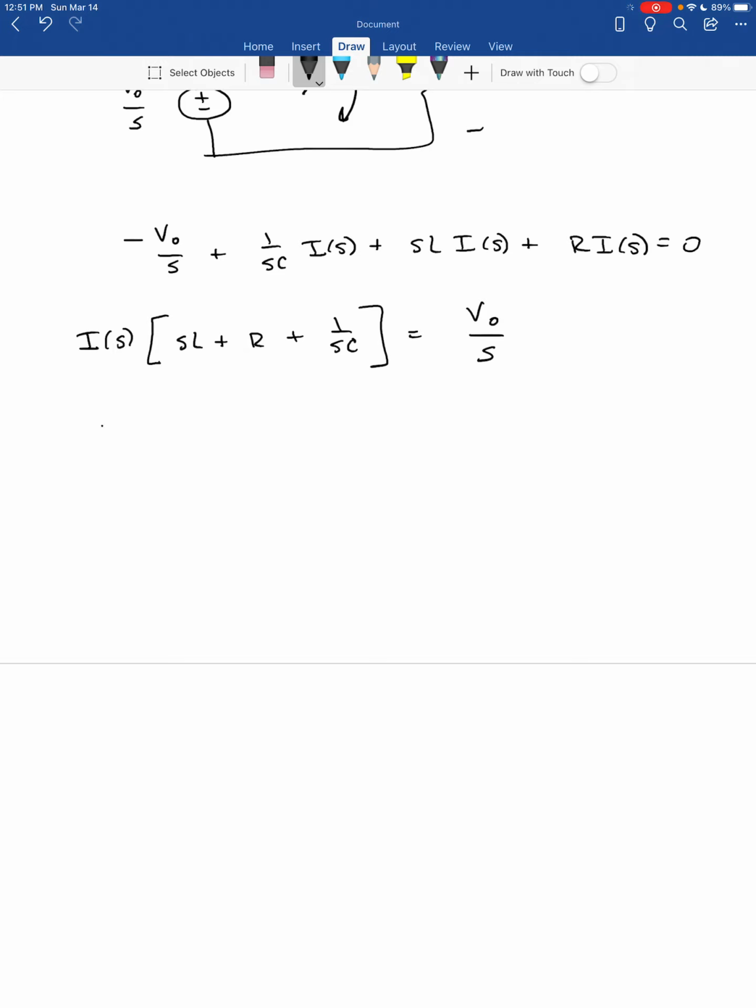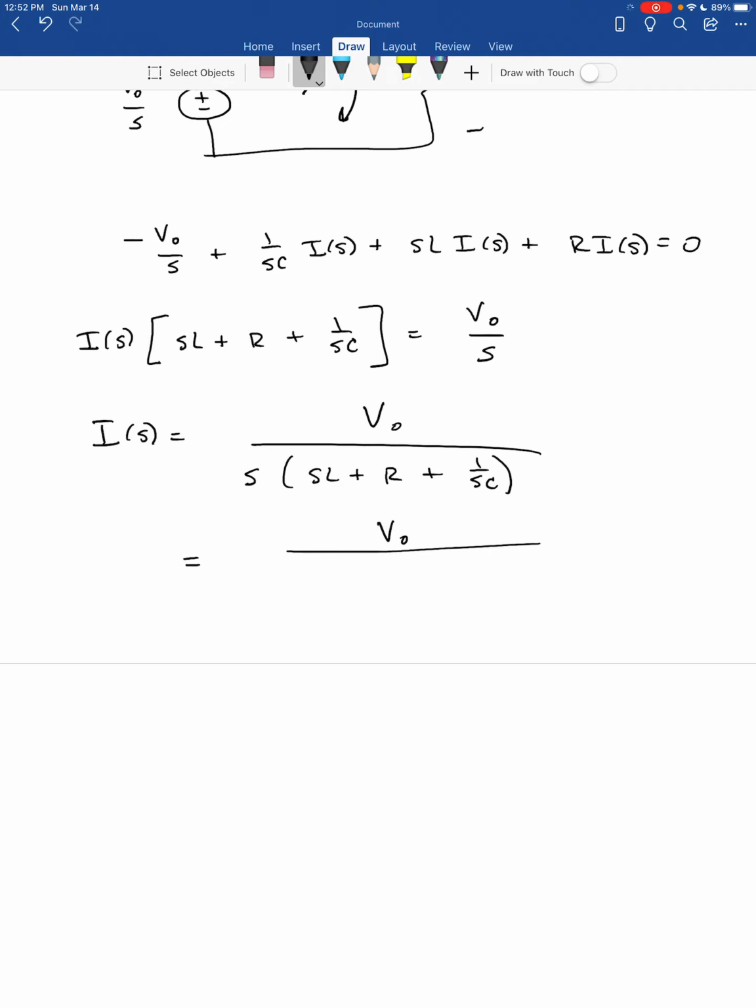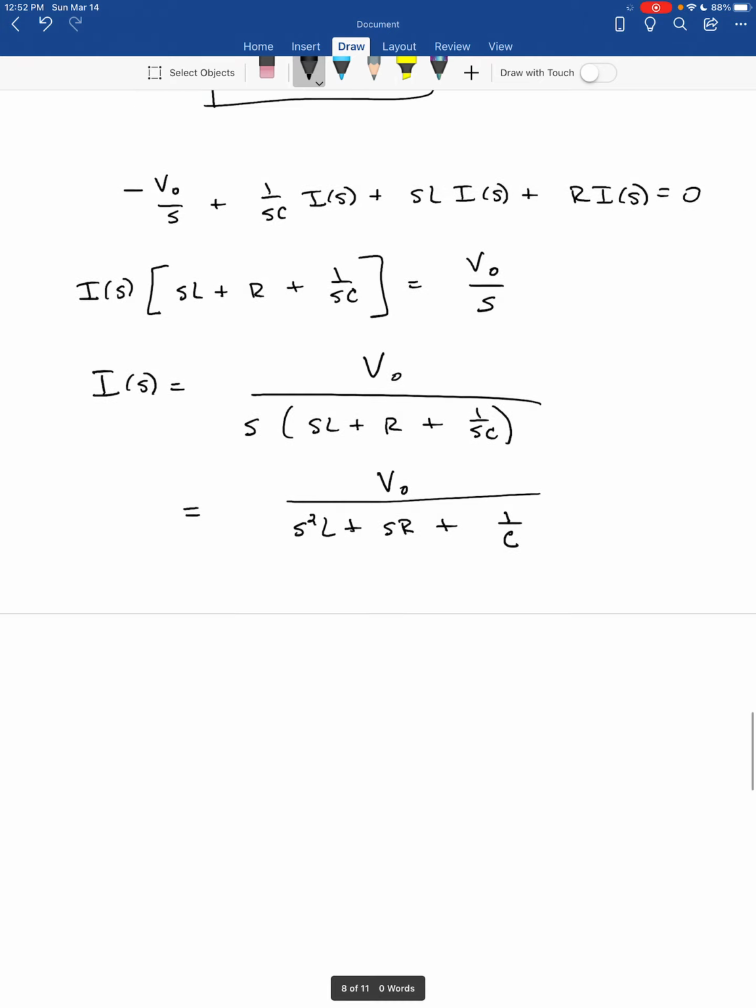And then if I solve for I(s), I get V naught over s times (sL plus R plus 1 over sC). And then doing some additional simplification by multiplying through by s, I get s squared L plus sR plus 1 over C.